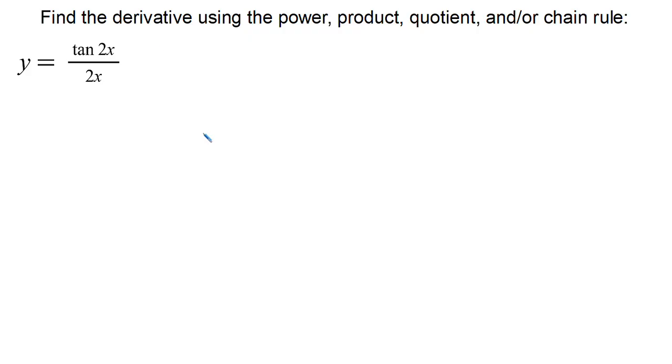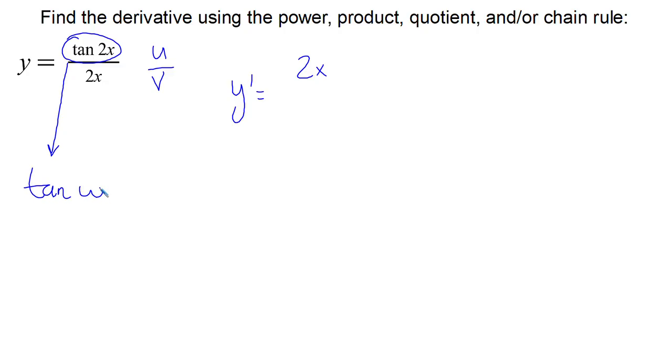So to take the derivative here, we're going to have to use the quotient rule because we have a quotient of two functions. So we'll start off with our denominator, 2x, times the derivative of our numerator. And then to find the derivative of tangent 2x, we have to treat that like it's tangent of some function. We'll say w, where w is equal to 2x. So the derivative of tangent w with respect to w would be secant squared w, and the derivative of w with respect to x would just be 2.